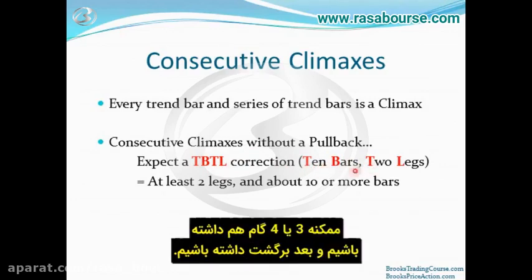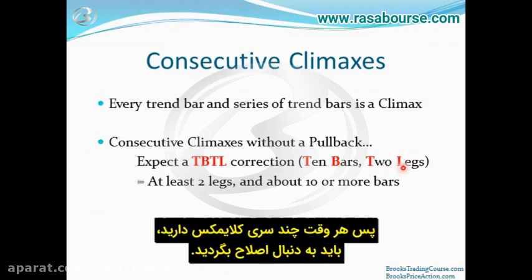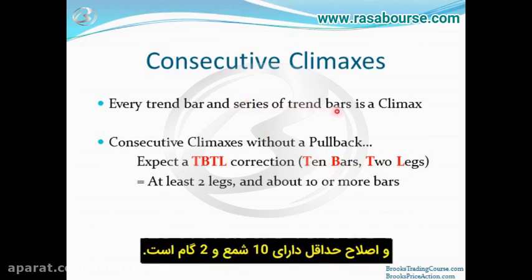It might be 3 or 4 legs. It might be a reversal, and that pullback should have at least 10 bars. So anytime you have a series of climaxes, you have to start looking for a correction, and the correction probably will have at least 10 bars and at least 2 legs.